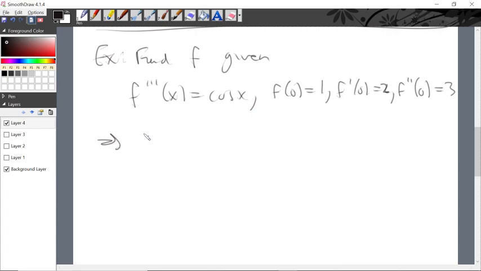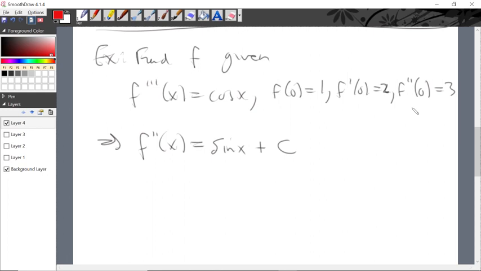Okay, first let's find out the general f double prime of x. The antiderivative of cosine would be the function whose derivative would be cosine, and that is sine. So we have sine of x. The general antiderivative would be the sine of x plus c.